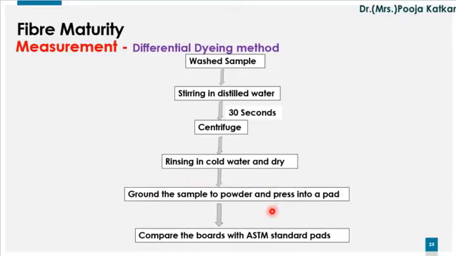And these pads of the powdered sample are then compared with the ASTM standard pads. If the pads are towards red color, you can categorize them as mature sample. If those are towards green, then you can categorize the sample as immature. We can use these ASTM standard pads and then you can grade the samples accordingly. So this is all about the differential dyeing method and measurement of maturity of cotton fiber. Thank you.